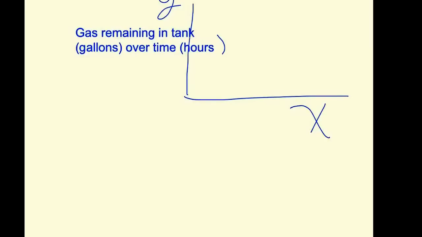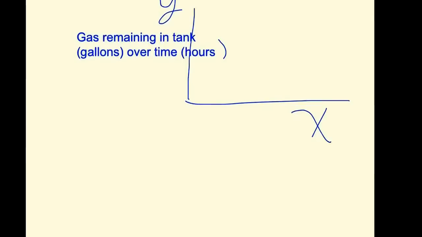And you'll make a scatter plot for 2 or 3 different cars showing what's happening to the gas that is remaining in those tanks over time that you drive, in hours. Be sure to label all axes and have even intervals on each axis.